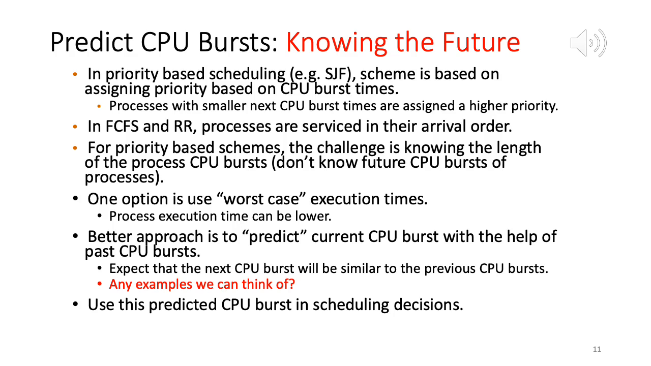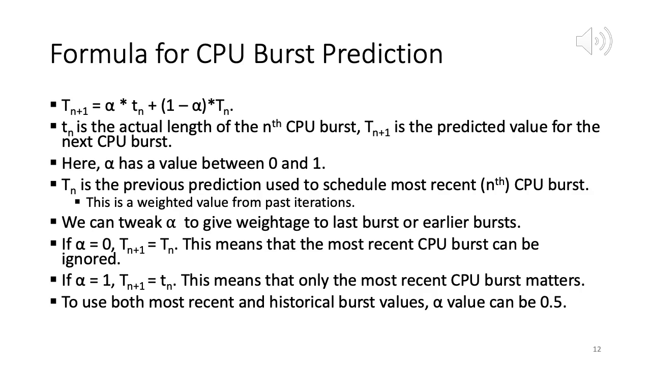For shortest job first, that would mean for a set of processes, we have predicted the next CPU bursts, and whichever one is smallest, we schedule it first. I hope the problem is clear, and I hope the general approach is clear. Now I am on slide 12, and we're discussing one particular technique for predicting the CPU bursts.